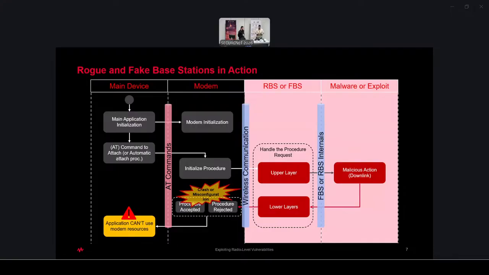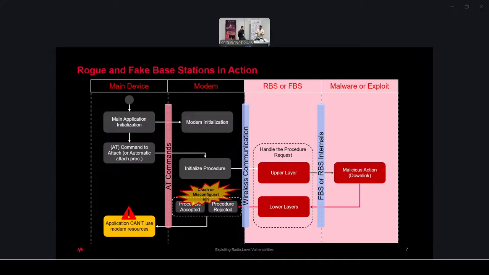Well, here is just an example. We have on the left side the main device or the main controller, the modem controller that we talked about before. The modem is the part of the radio that you have in the UE. Here in the middle we have the AT commands, and on the right side we have the rogue base station or the fake base station that could be compromised with malware.